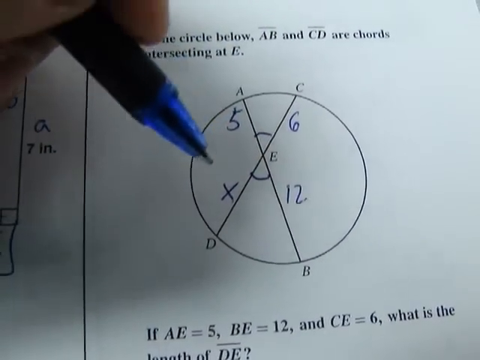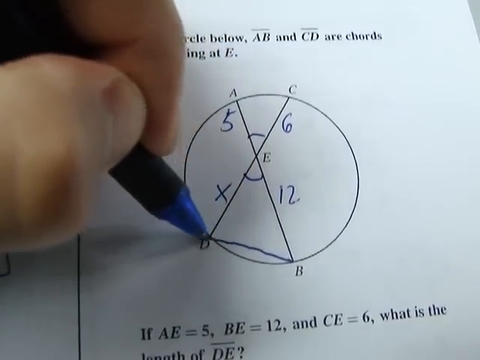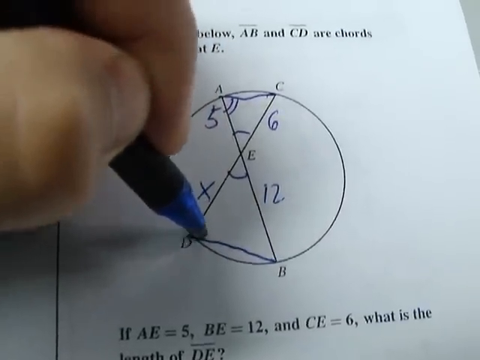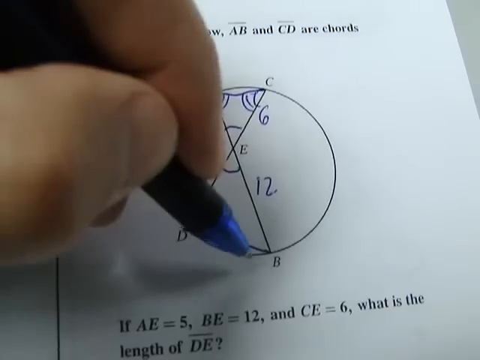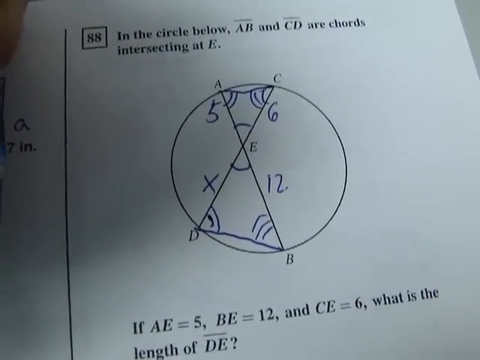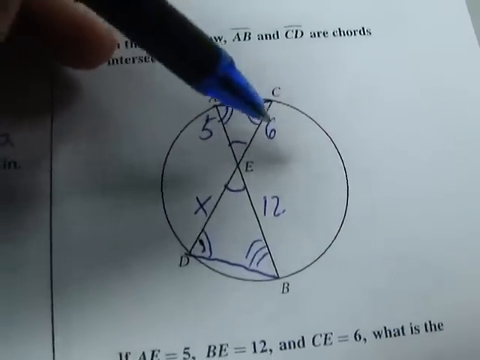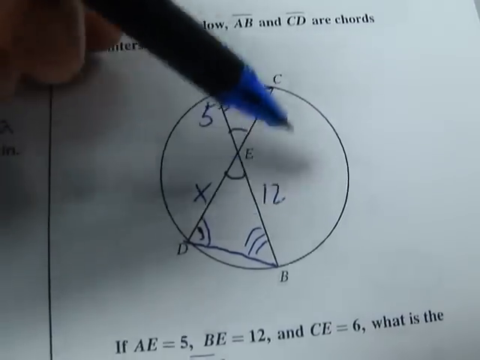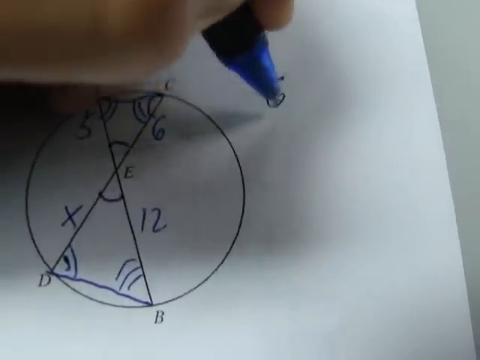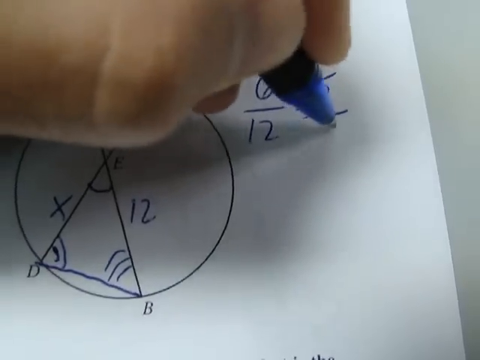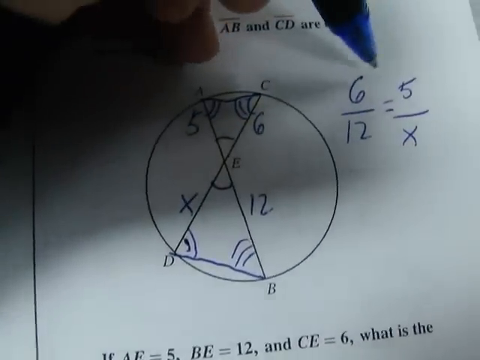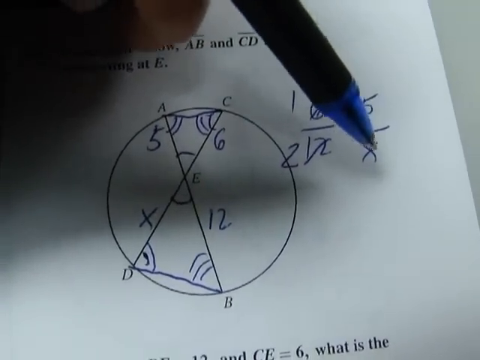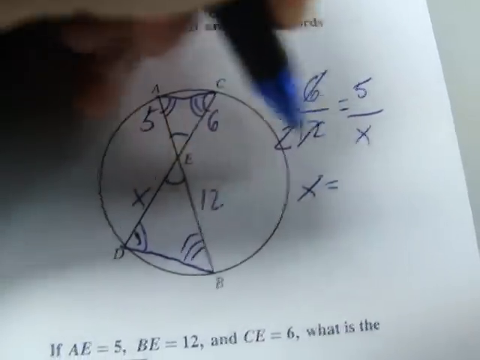These are obviously vertical angles. So what we've got here is that this angle is congruent to this angle. This angle is congruent to this angle. What we've got here is similar triangles. Alright? All you've got to really understand is that corresponding sides are going to be proportional. In other words, 6 over 12 equals 5 over x. Okay, so 6 over 12 reduces to 1 over 2. And you can cross multiply to find x. So x times 1 is x. 5 times 2 is 10.